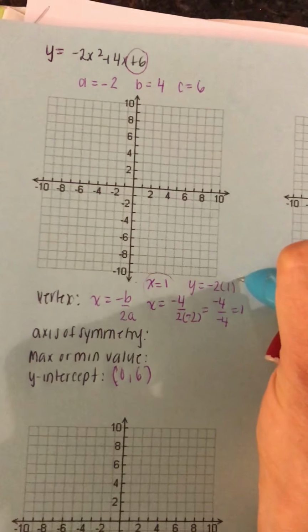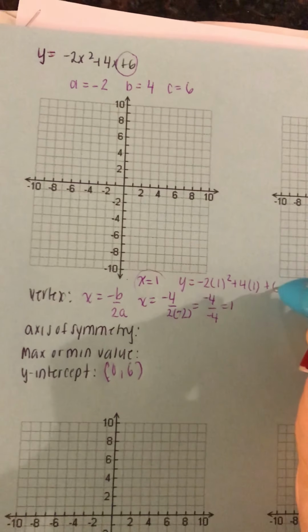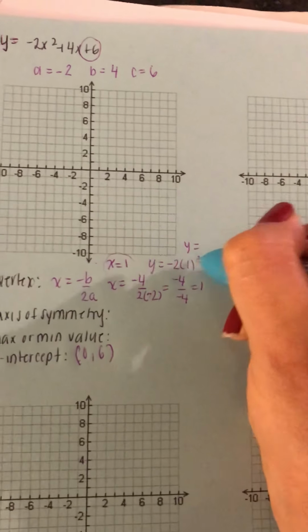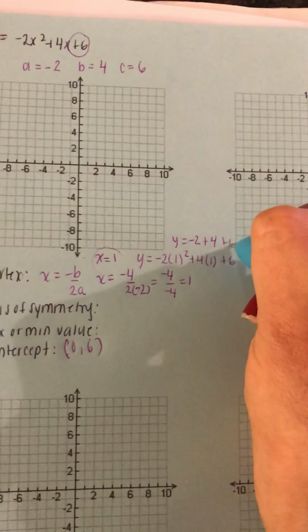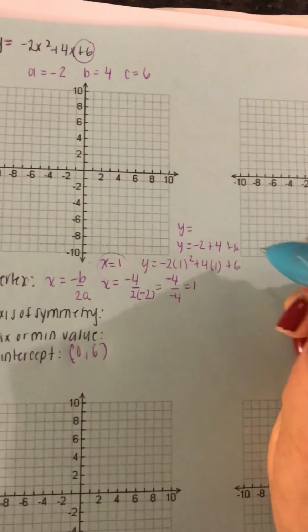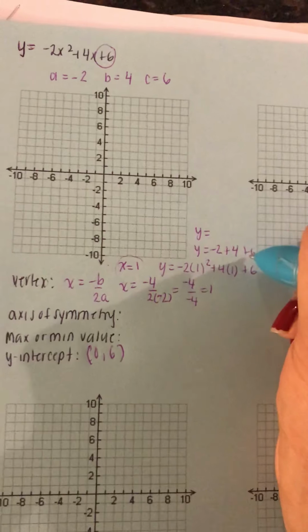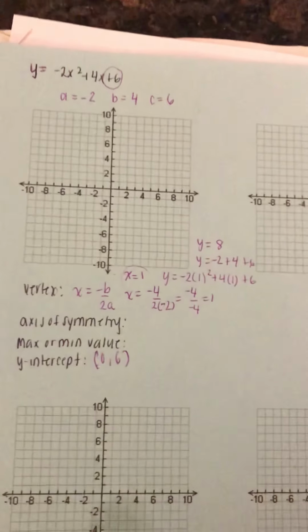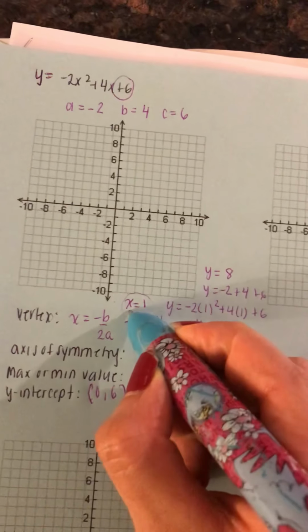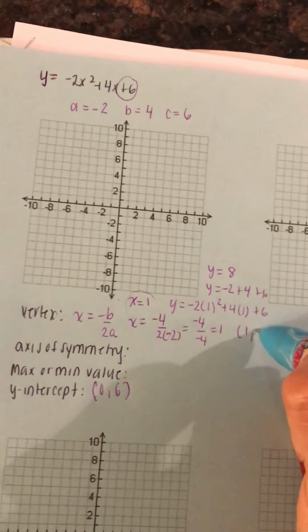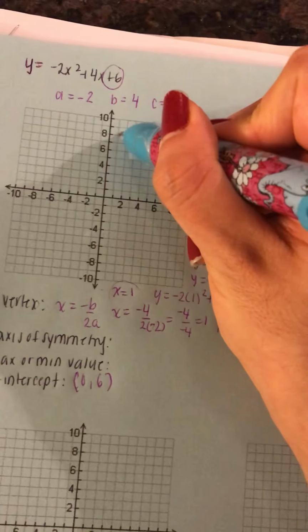Negative 2 times 1 squared plus 4 times 1 plus 6. So that is negative 2 in there, because 1 squared is just 1. Then we're adding 4 and then 6. 6 and 4 give you 10, and minus 2, that is 8. I was just skipping a step, but y equals 8. So the vertex is going to be the coordinate point 1, 8. That is my vertex.